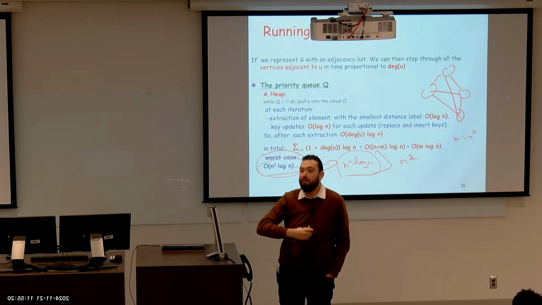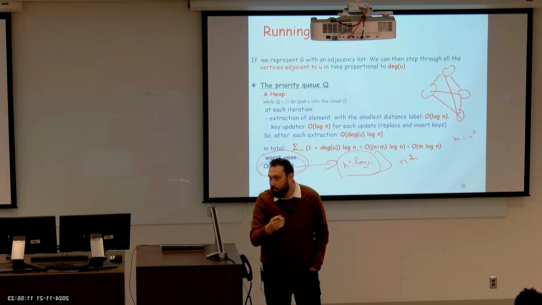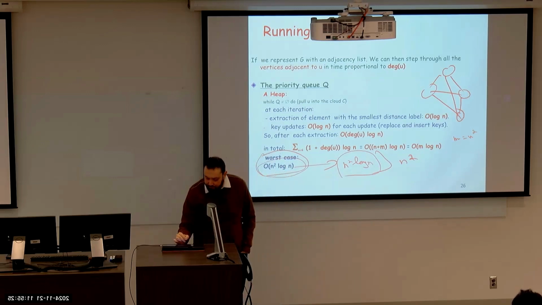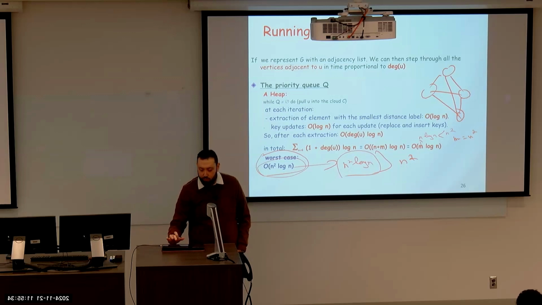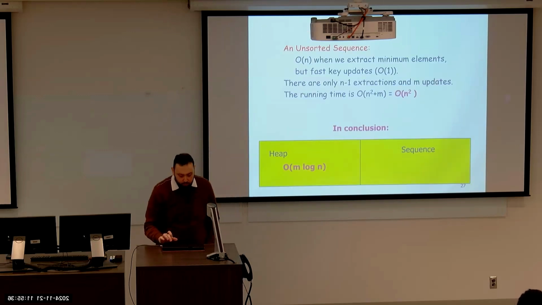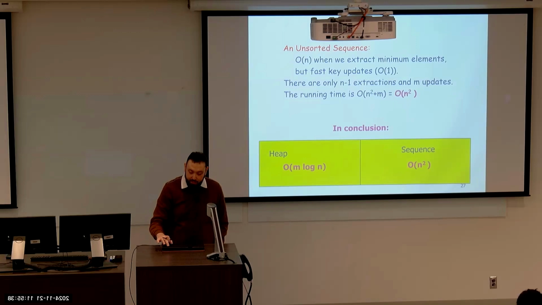But when I know that I will not have the maximum number of edges, m log n can be n, for example. N log n is better than n squared. Okay, so that's how I want you to think about it. You can check this also and see more details.